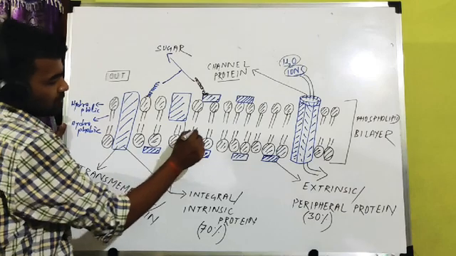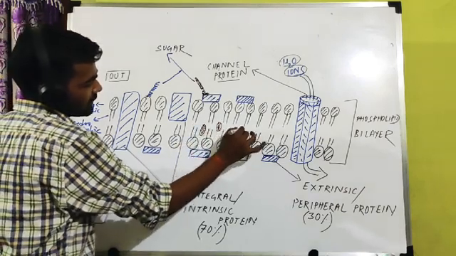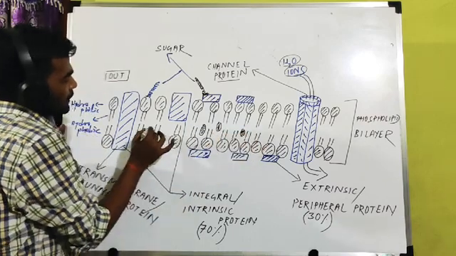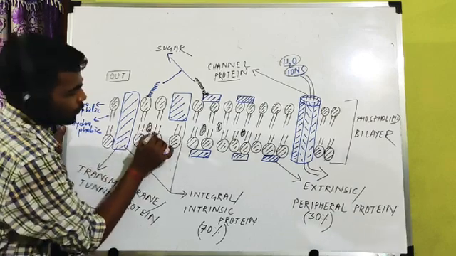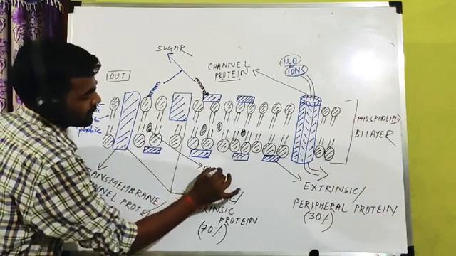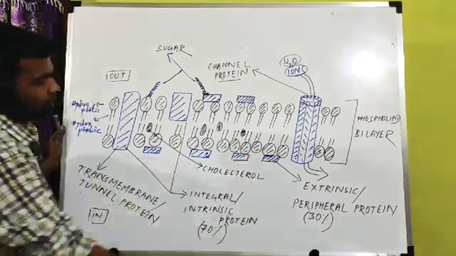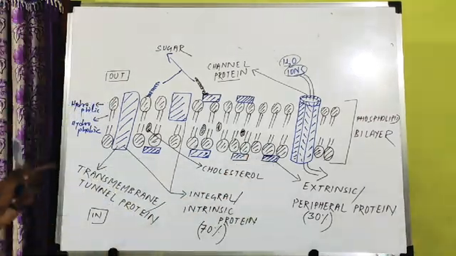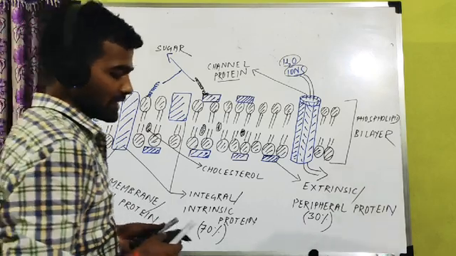In addition to that, at regular intervals inside this phospholipid bilayer, you find cholesterol, which provides support. Cholesterol is another type of fat or lipid, and it is also present inside the cell membrane. So this is all about the chemical composition of the cell membrane.